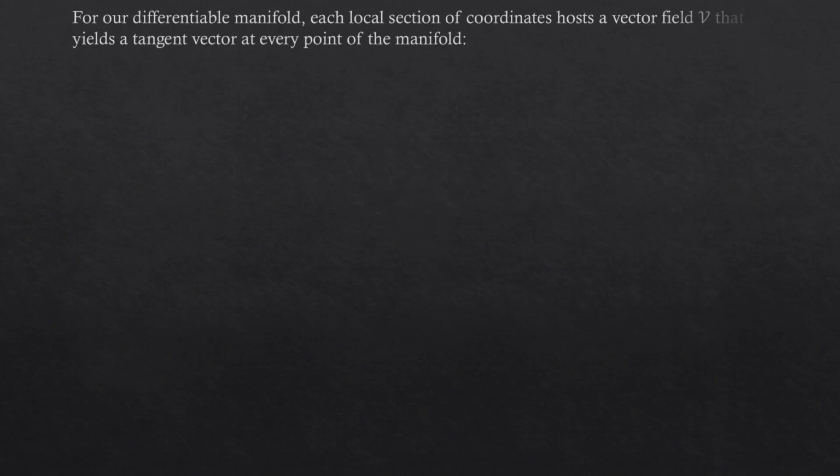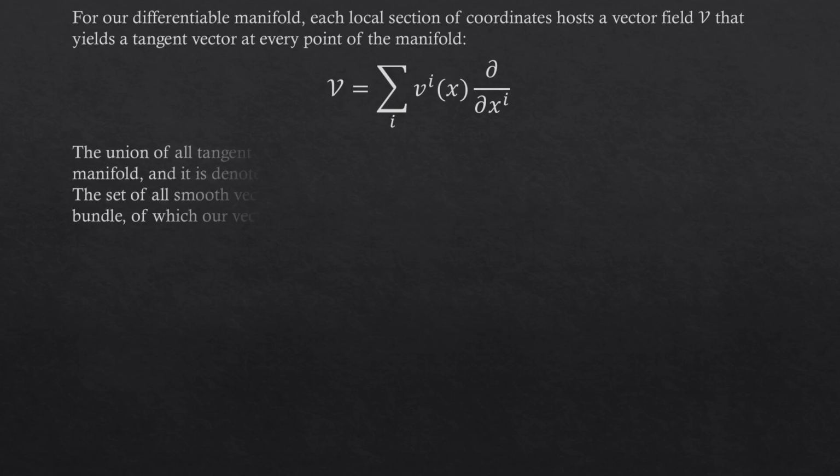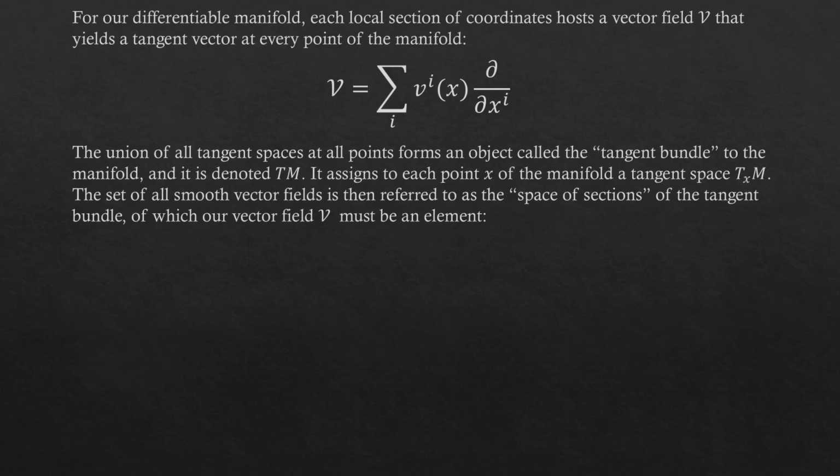For our differentiable manifold, each local section of coordinates hosts a vector field that we'll call this curly looking V, and that yields a tangent vector at every point of the manifold through this following summation. So it's a summation over all i of all of these contravariant vectors with these partial derivatives with respect to that contravariant basis. And the union of all tangent spaces at all points forms an object called the tangent bundle. And this is the tangent bundle to the manifold, denoted TM. It assigns to each point x of that manifold a tangent space T sub x of M, and that T sub x of M is referred to as the tangent space at point x of the manifold M.